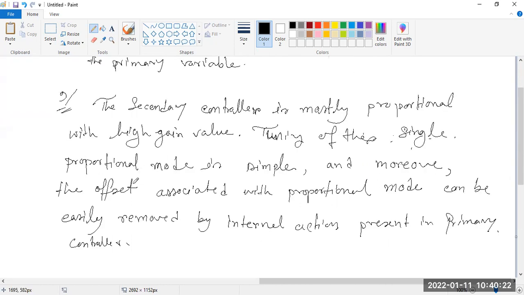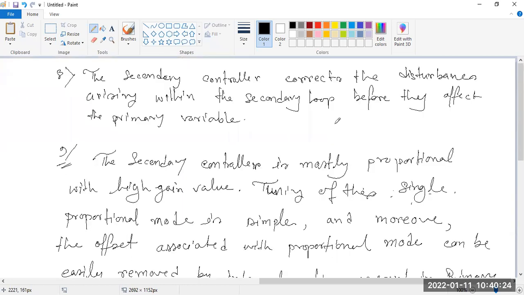Okay, so these are the features of the cascade control system. So guys, if you have any question, you may ask me. So up to this, your controller part is over. Then we will start your instrumentation part from the next session. Okay, thank you. Have a nice day.